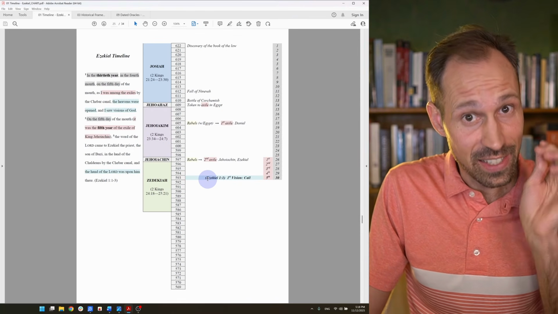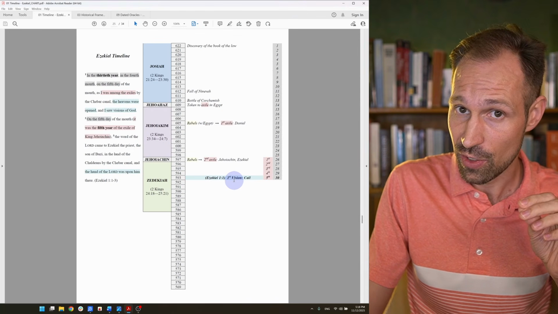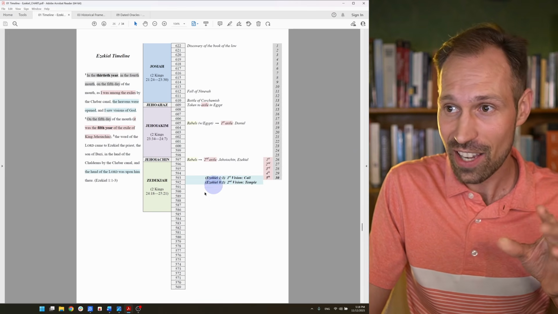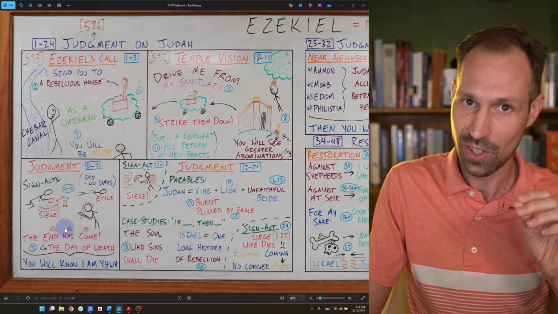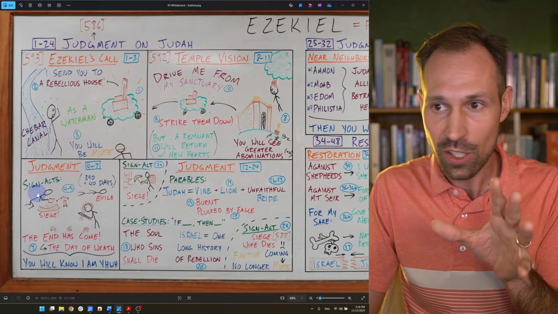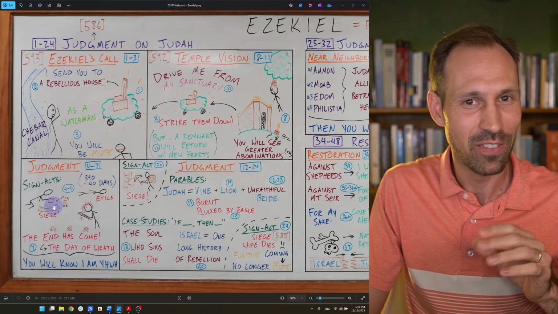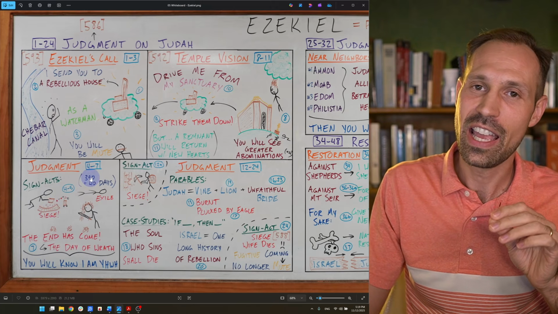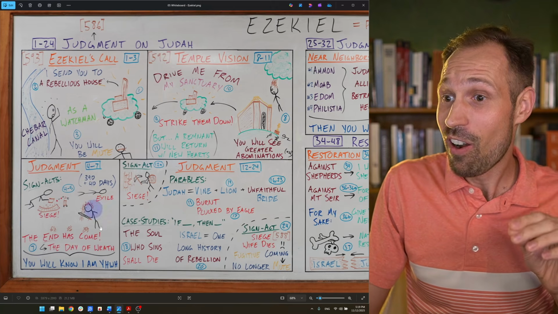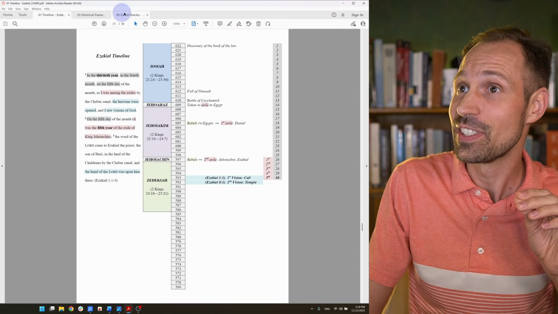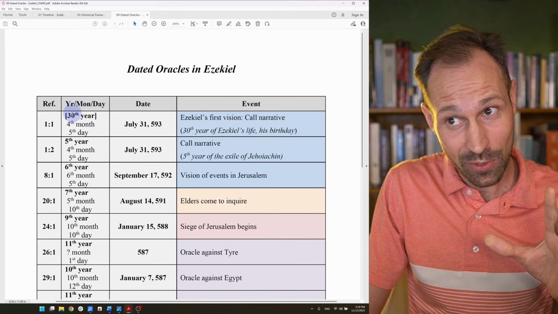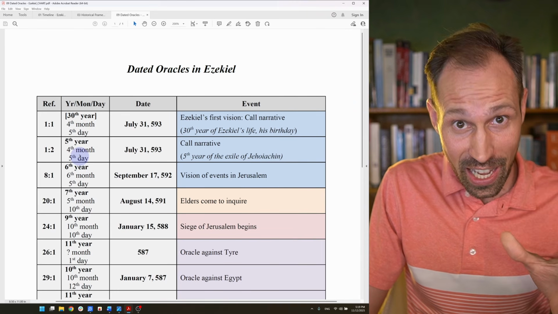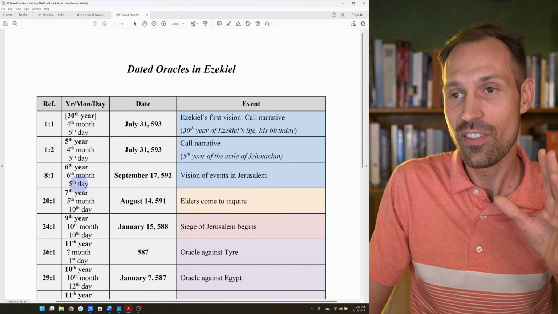Turns out there is exactly enough time between Ezekiel's first vision and Ezekiel's second vision to perform the sign acts of chapters 4 through 7. So in chapter 4, Ezekiel is told to build a little model of Jerusalem and then to lay down on his side for exactly 390 days. But there are exactly 413 days between Ezekiel's first vision in the 5th year, the 4th month and the 5th day, and Ezekiel's second vision in the 6th year, the 6th month and the 5th day.